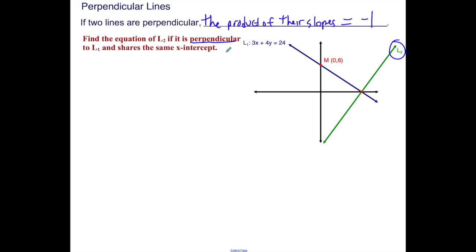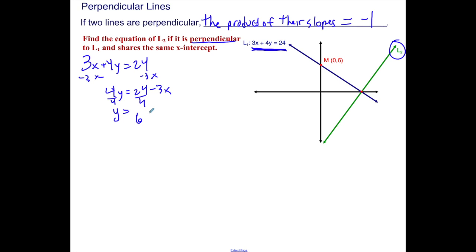So first thing first, let's take care of that perpendicular slope. We need the slope. So here, if you notice, this equation is in standard form. To help us out, we can change it back to gradient intercept form by just getting y by itself. So if we have 3x plus 4y equals 24, let's get y by itself. Subtract 3x from both sides. And now we have 4y equals 24 minus 3x. And then divide both sides by 4. So we'll get y equals 24 divided by 4, that will give me 6, and then we have negative 3 over 4 x.